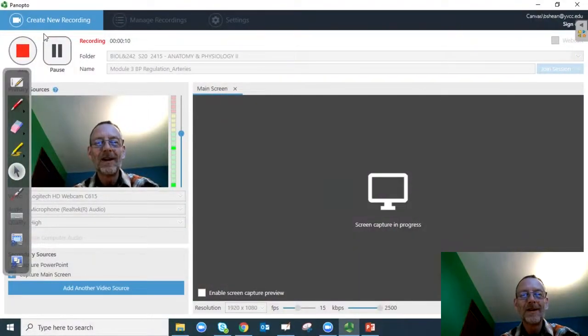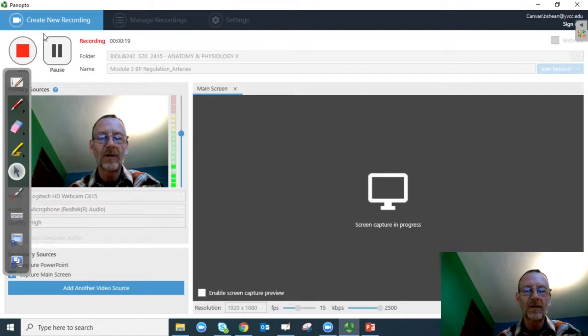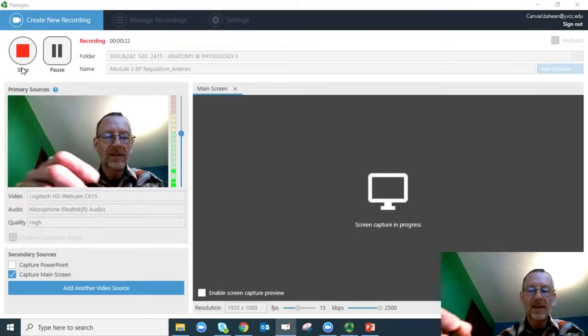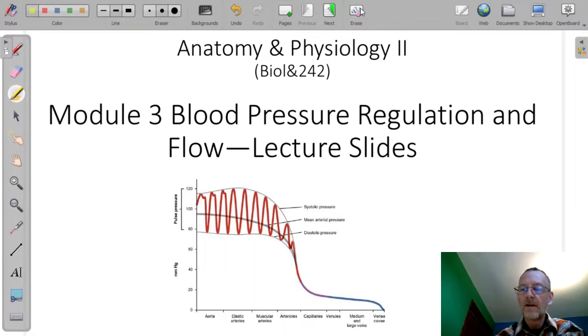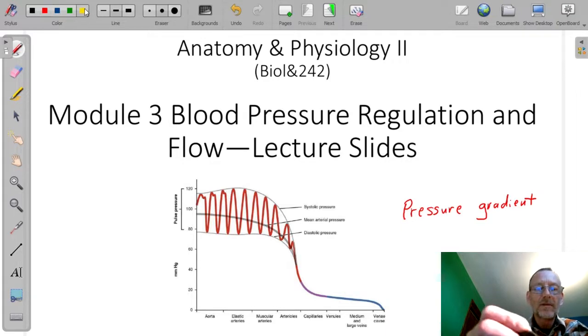Hi, welcome back. Let's talk about the third module, which is about blood pressure regulation and some of the factors that affect flow of the blood. So the first slide, the print is small, but the idea here is a good introduction. Basically, what this slide is showing is a pressure gradient of the blood in the vascular system, in the blood vessels, which is a good introduction to what we're going to be talking about.